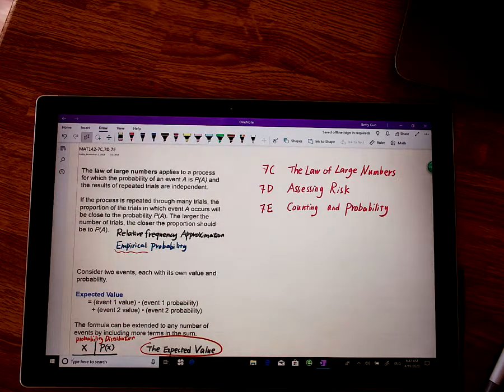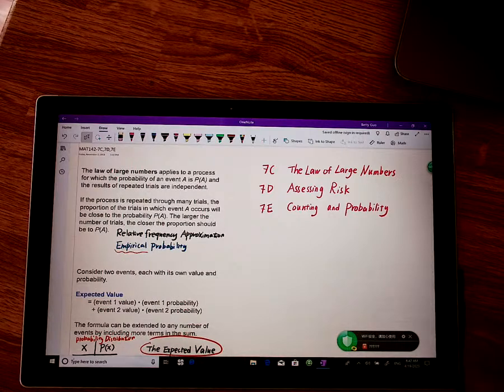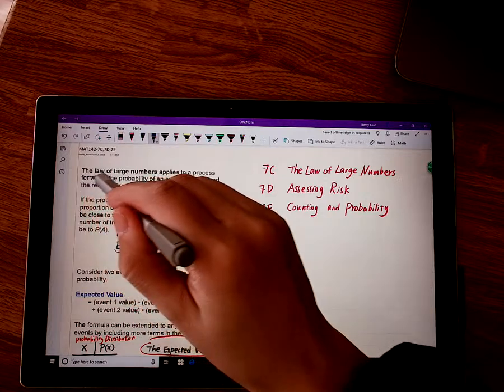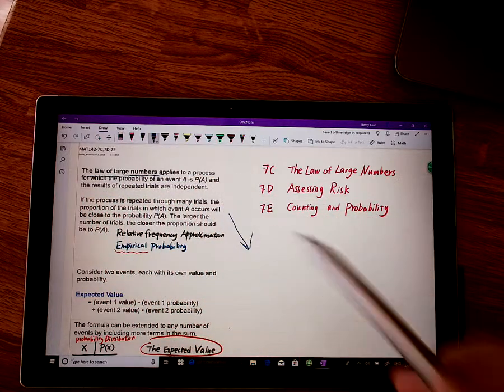Some of the contents we are going to talk about, we have seen in previous videos. But in this section, we are going to look at them a little bit closer. The first topic, the law of large numbers. In order for you to best understand the law of large numbers, let's look at an example.